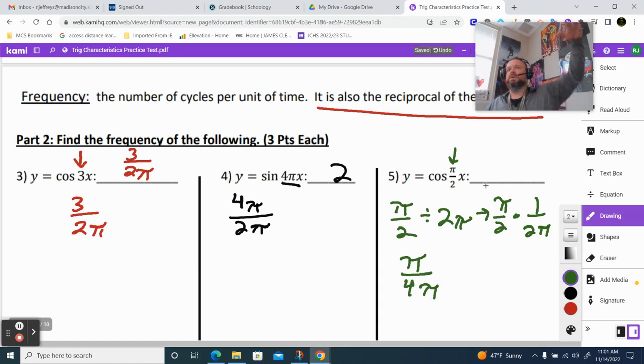All right, next week is Thanksgiving. What do you think is going to happen when Mr. Jeffrey sees a pi? It's going to go away, just like these. So this is going to be 1 over 4.